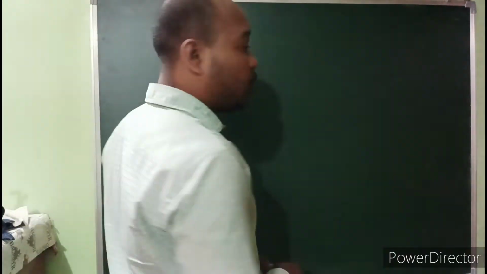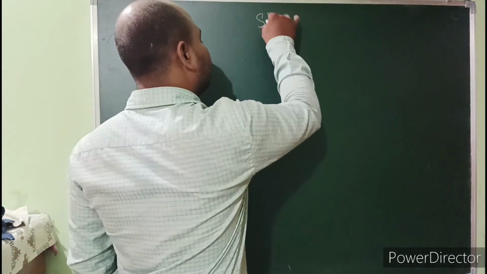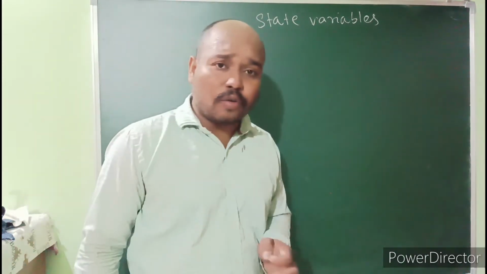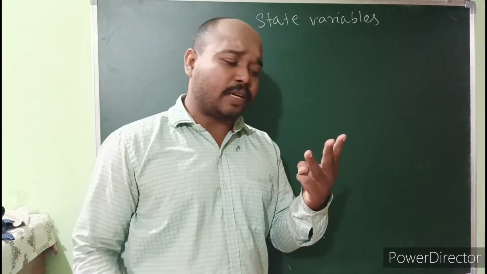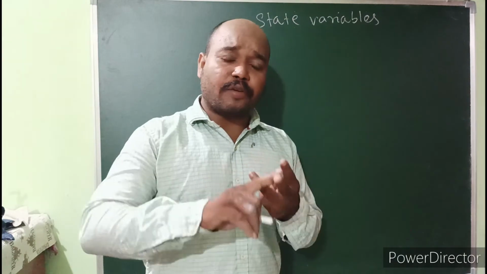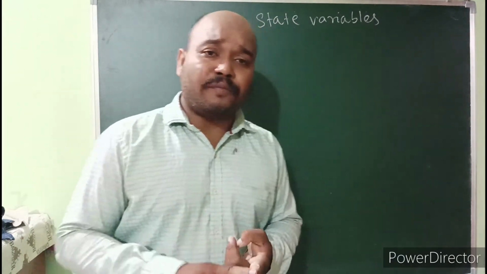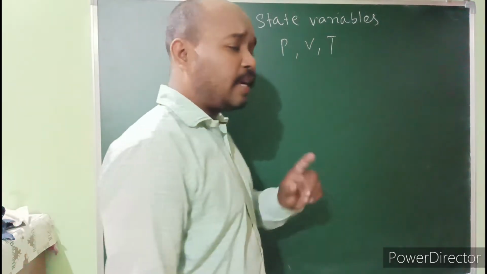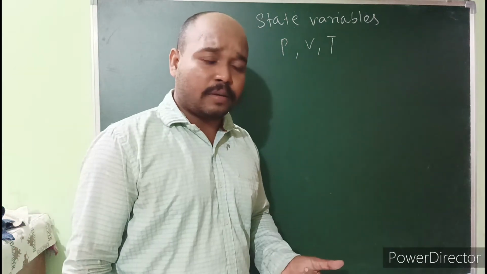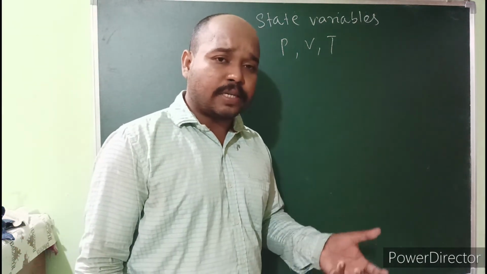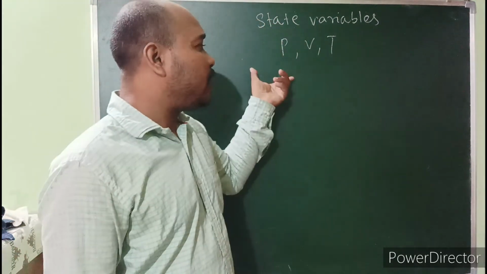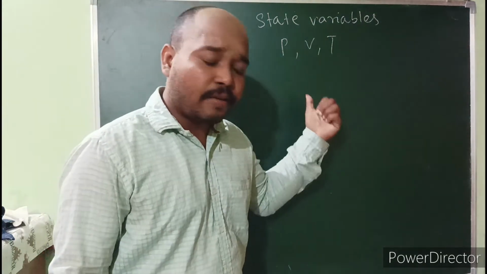Now we will discuss state variables. We know that there are three physical states of matter: solid state, liquid state, gaseous state. Some variables such as pressure, volume, temperature define the physical state of matter, whether it will be in solid, liquid or gaseous state. Those are called state variables. So normally pressure, volume, temperature are called state variables.